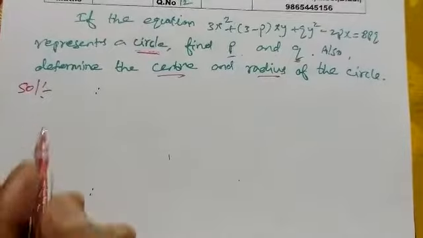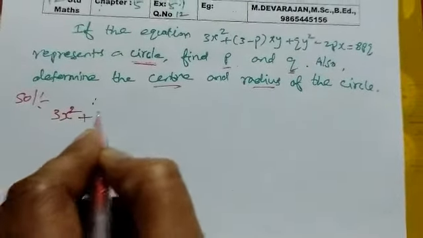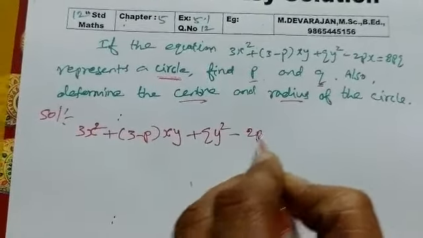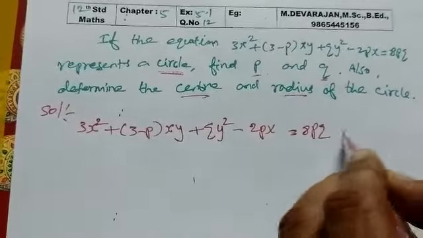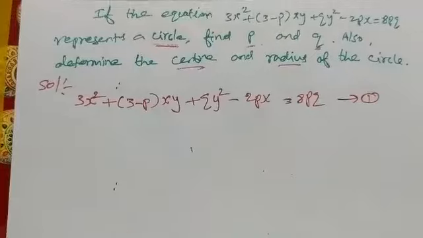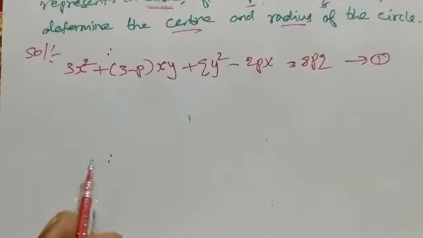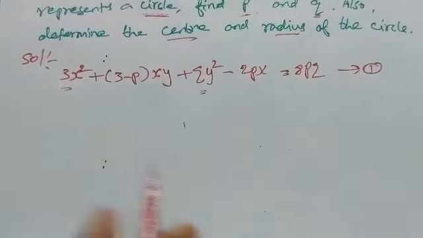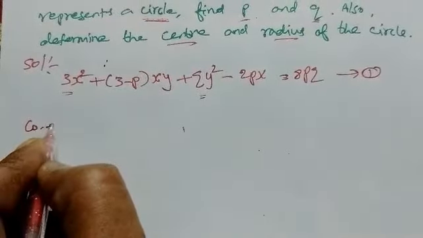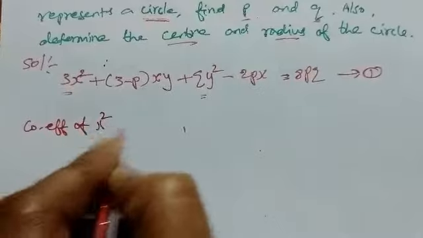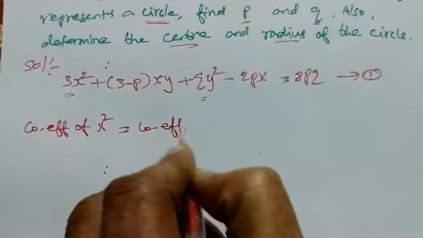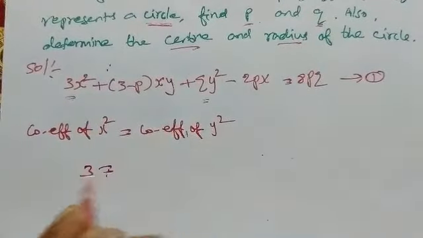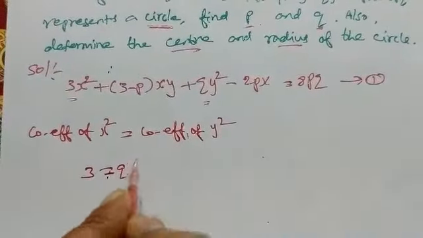The solution. First, the given equation of a circle is 3x square plus (3 minus p) into xy plus q into y square minus 2px equal to 8pq. Call this equation 1. Next, in a circle, the coefficient of x square is always equal to the coefficient of y square. The coefficient of x square is 3, the coefficient of y square is q. So q equal to 3.